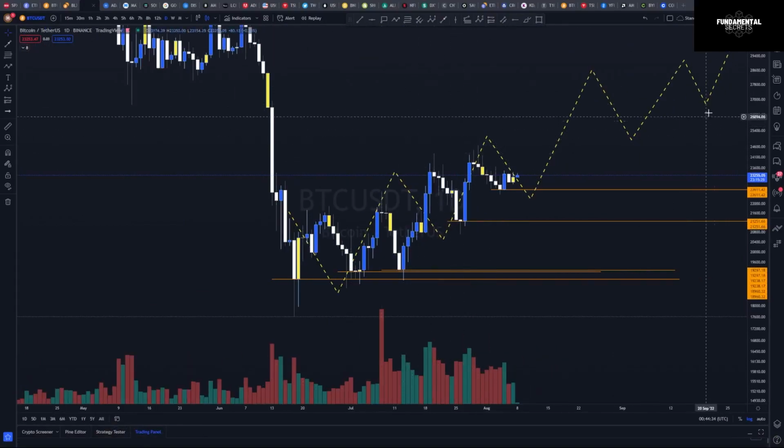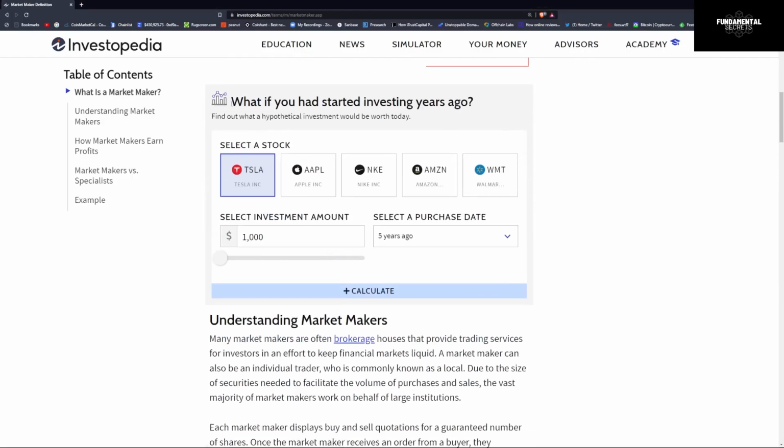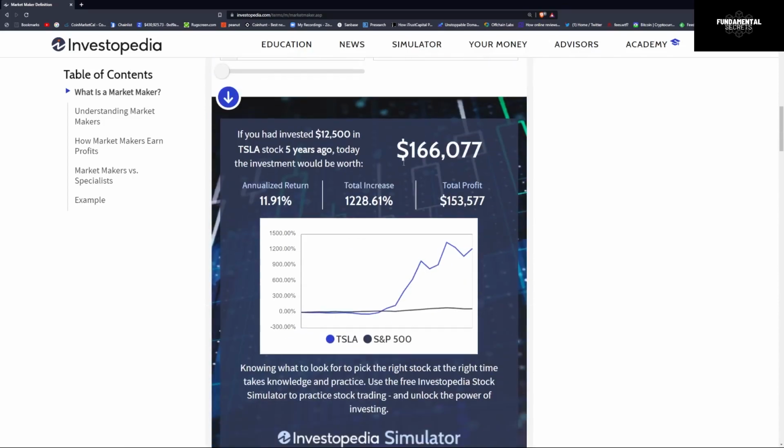Actually, we'll get to this next. I want to keep going. So what if you had started investing years ago? You had Tesla, we'll say you put in, I don't know, $1,000, $2,500 or $500 5 years ago. This would be your profit right now in Tesla. Now keep in mind, this becomes diminishing returns the higher and higher Tesla goes. So yes, you would have made this much money off of Tesla.